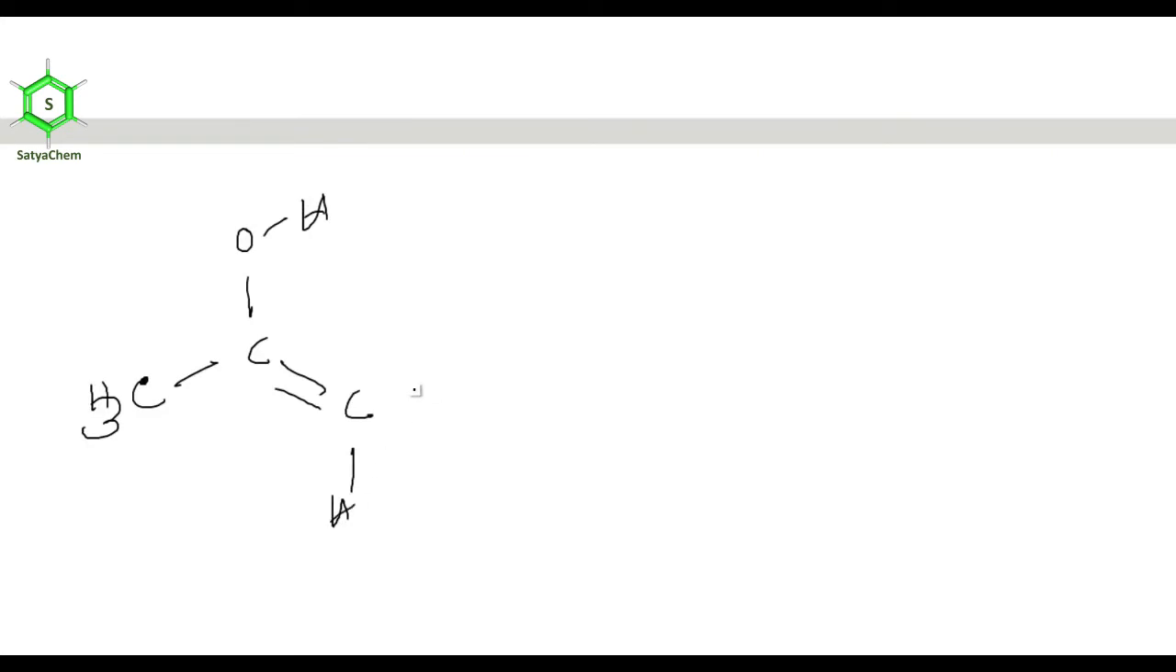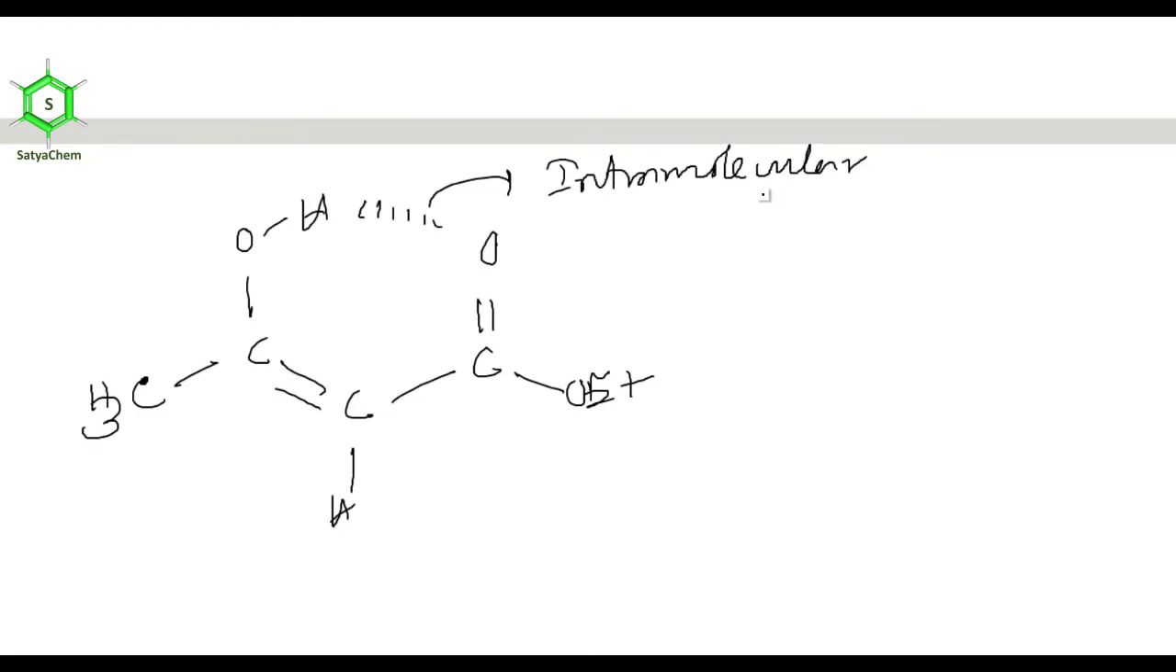This is the corresponding enol form. Obviously there will be intramolecular hydrogen bonding, and this intramolecular hydrogen bonding is present in both cases: in the enol content of the first molecule, acetyl acetone, and also in the enol content of EAA. In both cases, intramolecular hydrogen bonding is possible.